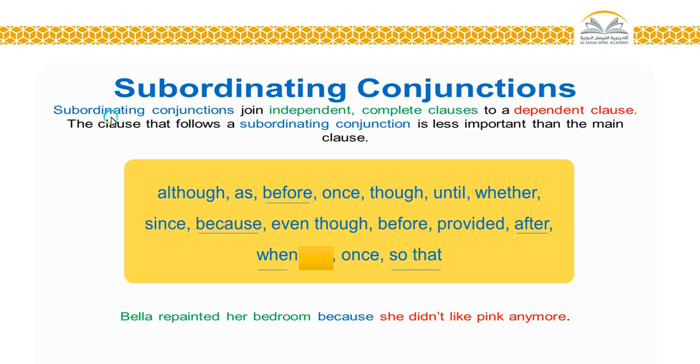Subordinating conjunctions join independent, complete clauses to a dependent clause. The clause that follows a subordinating conjunction is less important than the main clause. As you see here, we have before, because, after, when, and so that. Bella repainted her bedroom because she did not like pink anymore. So we add because to give more information about Bella's bedroom.